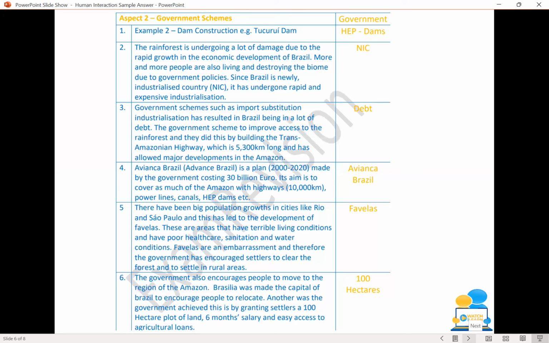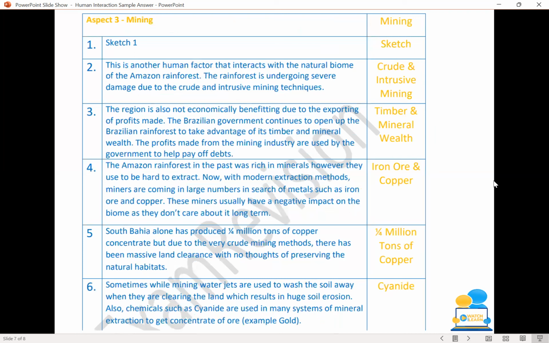So that would be the points we're going to make about the second aspect. Again, we skip a line and we start our aspect 3 with a title. So our aspect 3 title is mining.